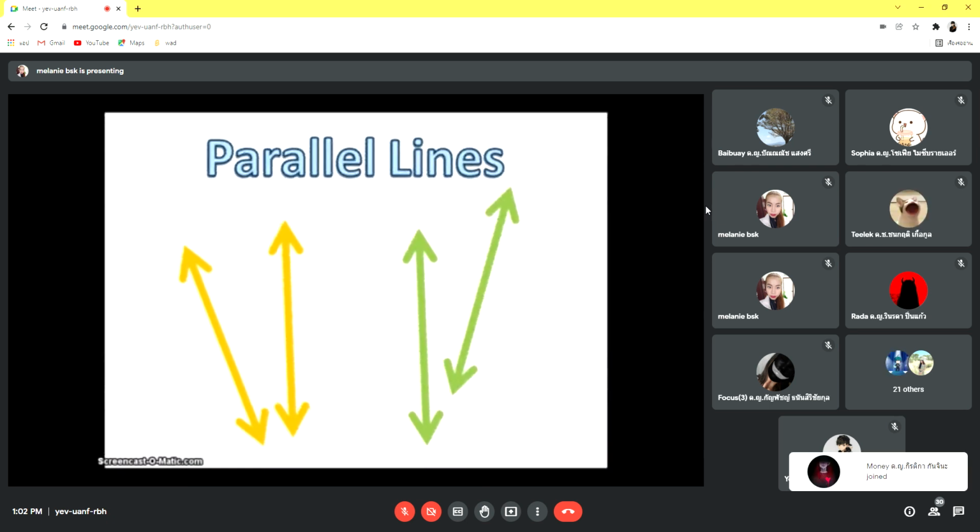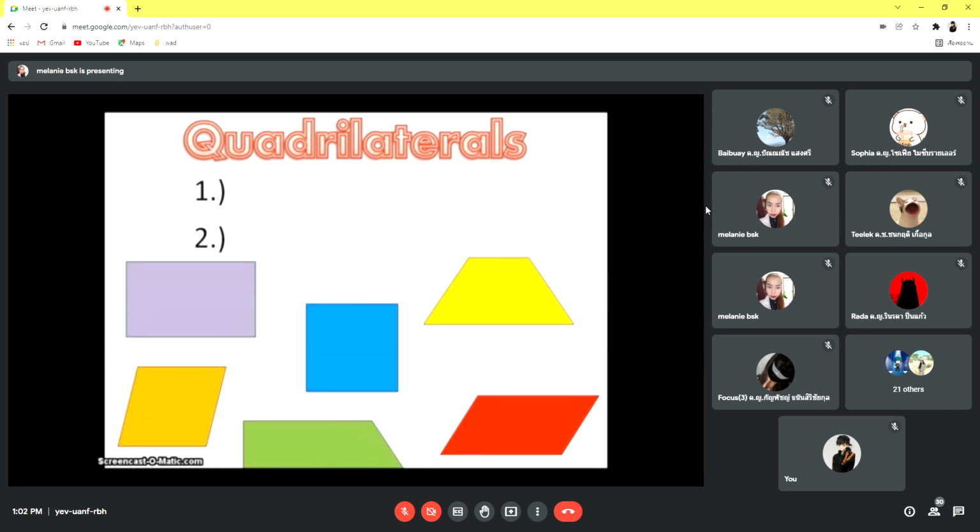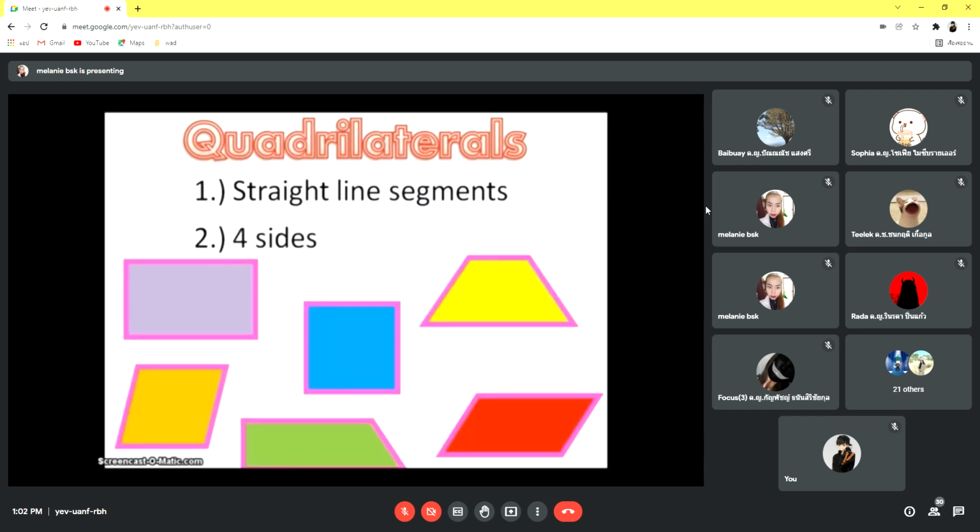Alright, so now that we've looked at polygons and some of our vocabulary words, let's look at quadrilaterals. So quadrilaterals really only have 2 major things. One, they're made of straight line segments. So really, they're just polygons. But they're polygons that have 4 sides. This is the key part for quadrilaterals.